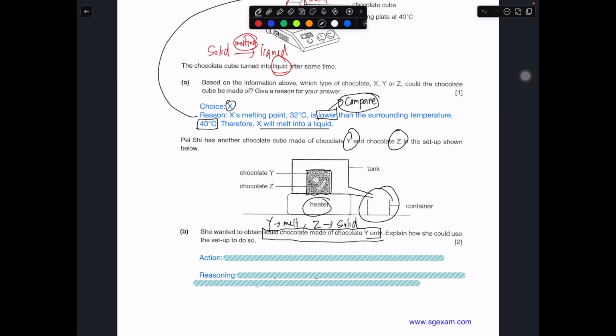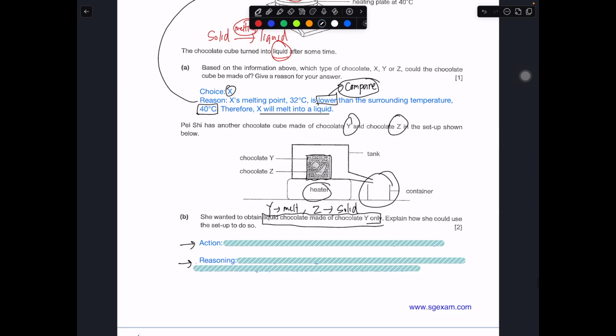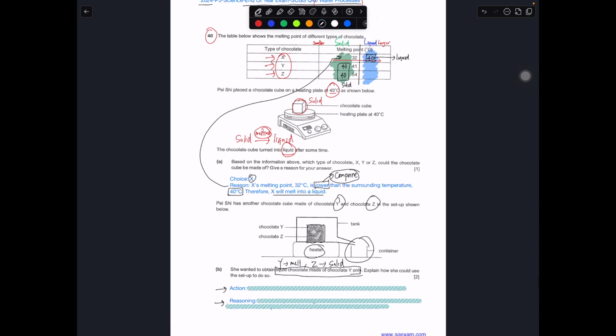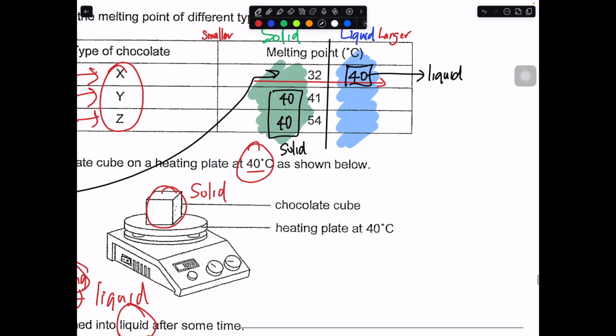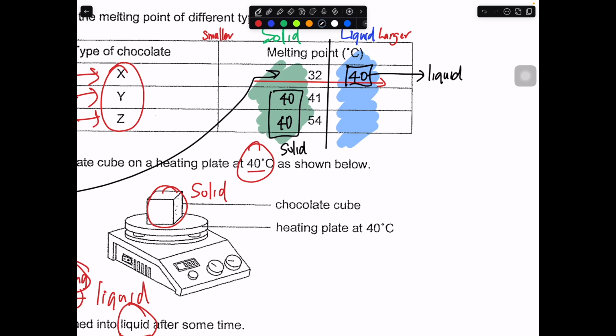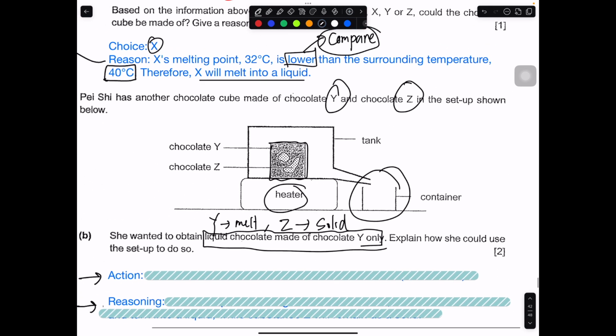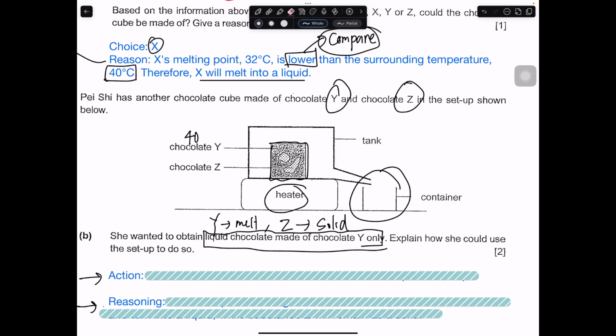Explain how. So there's an action, then there's a reasoning. The action is that you've got to rely on the melting point again. That means you want to choose a particular temperature where Y will exist as a liquid, but Z will continue to exist as a solid. You want to choose that particular temperature. So let me put it down over here. The melting point for this is 41. The melting point for this is 54.